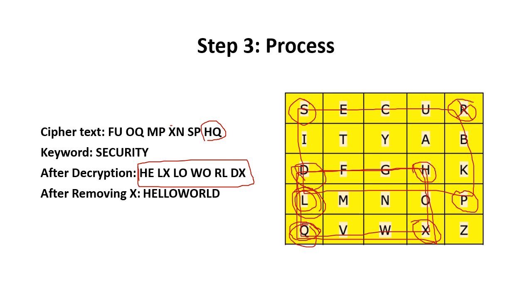And from this word, we have to remove all the X. So after removing the X, we have received the original plain text. This is the process involved in the Playfair Cipher. So that's all. So far, we have seen how to do encryption and decryption in the Playfair Cipher.